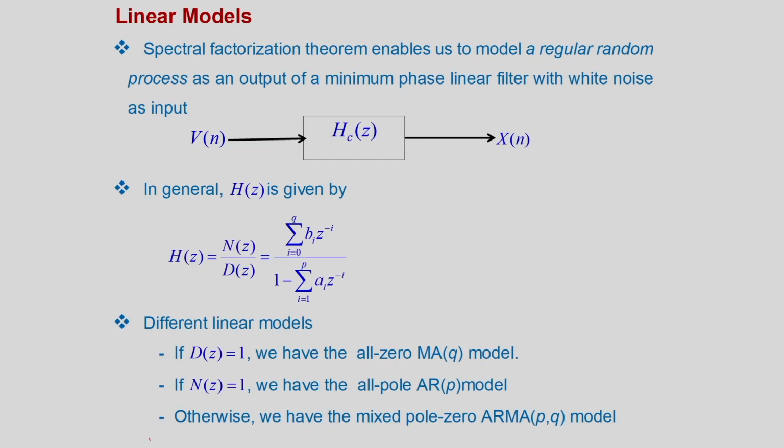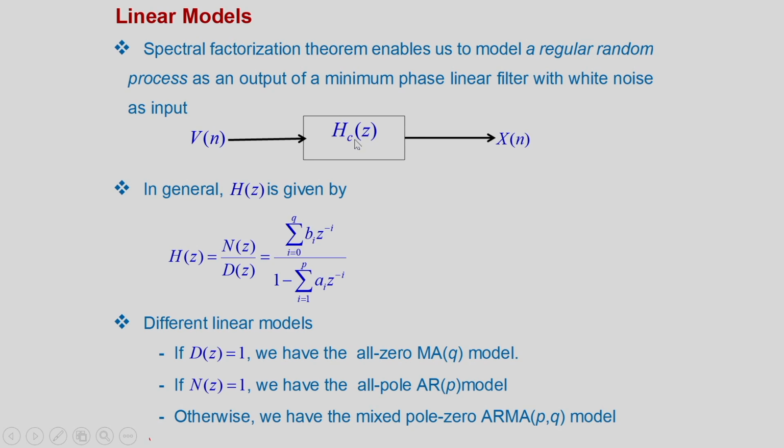Now, let us go to linear models. Spectral factorization theorem enables us to model a regular random process as an output of a minimum phase linear filter with white noise as input. That is, Vn is the input to a linear minimum phase system with transfer function Hcz, and Xn is the output, which is a WSS process.